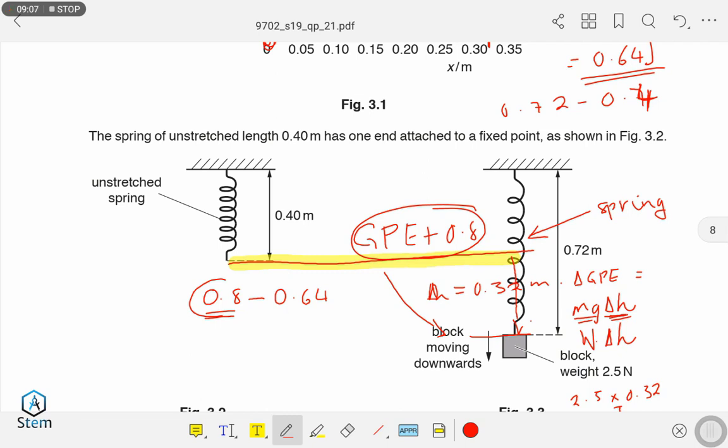The difference between these two is going to be used to increase the velocity of our weight, which is going down. So 0.8 minus 0.64, this is the kinetic energy. So 0.16 joules. This is the kinetic energy of the block as it goes down at the moment when the height is 0.72 meters. Alright.